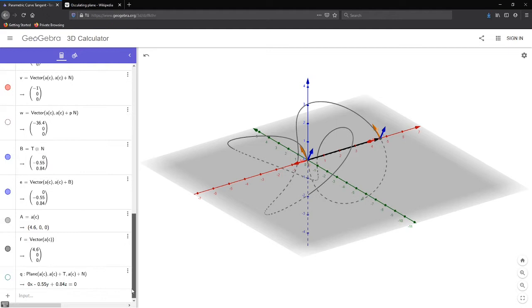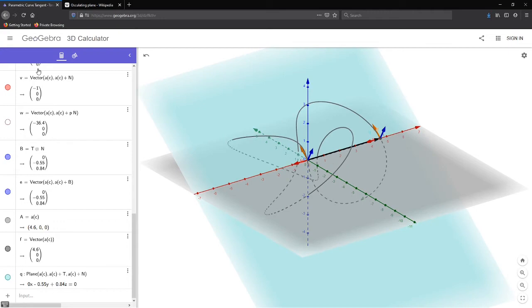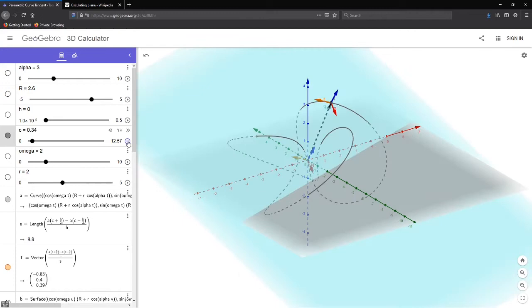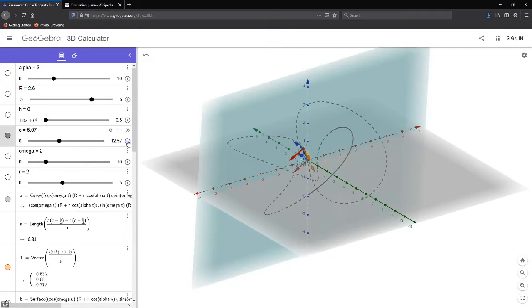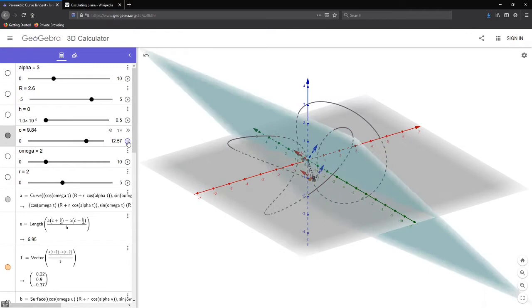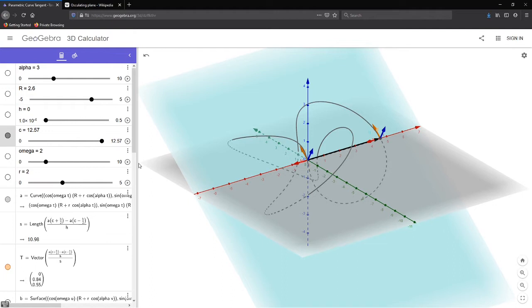And if we go through, we can even show the osculating plane if we want to, and how that changes as we go through this process. So you see the osculating plane, the plane that goes along the normal vector and the tangent vector, oscillates as such as you move around this curve. This is a very cool diagram.